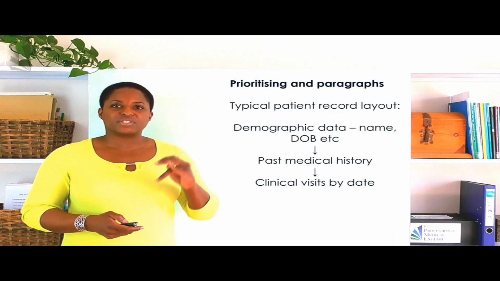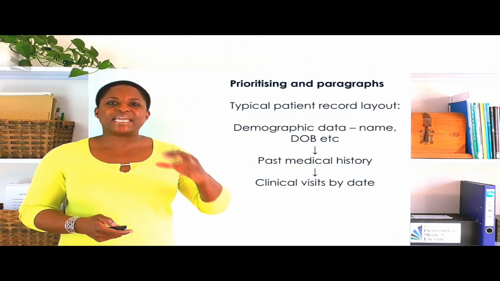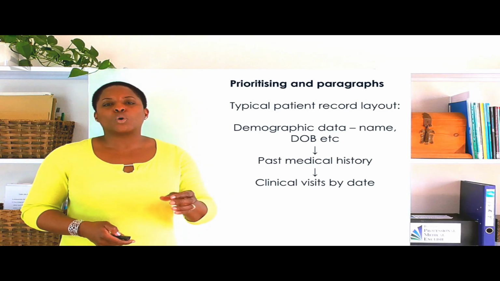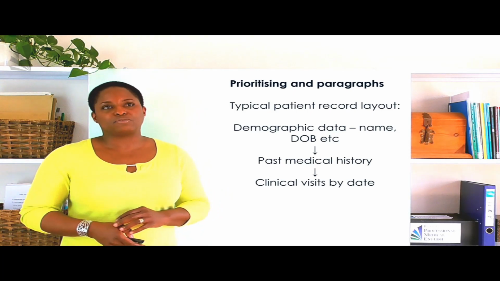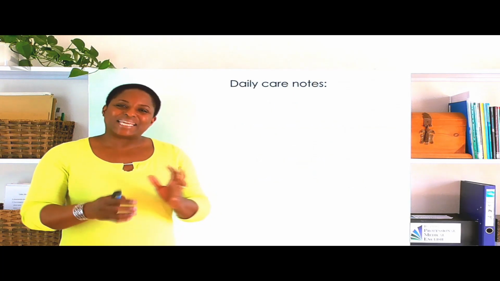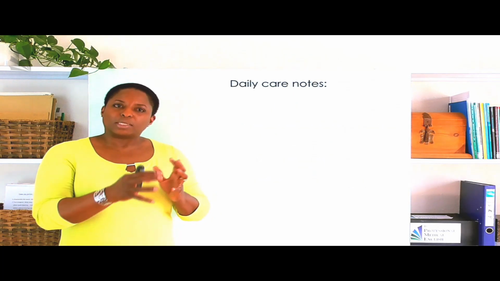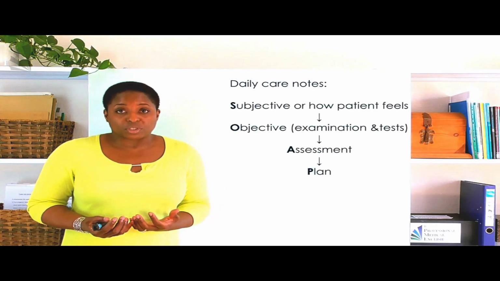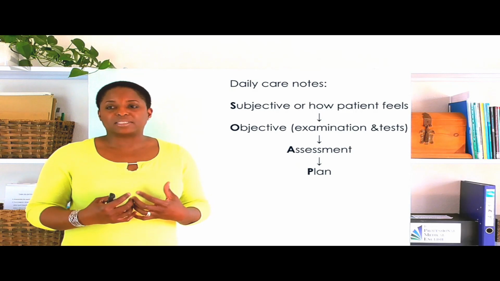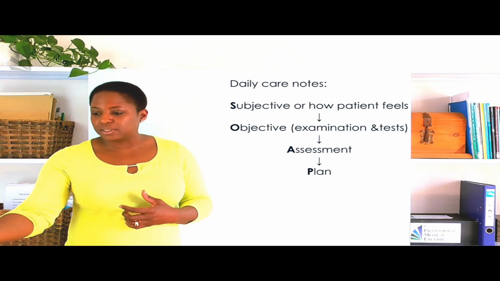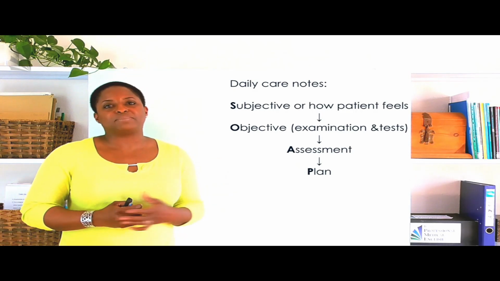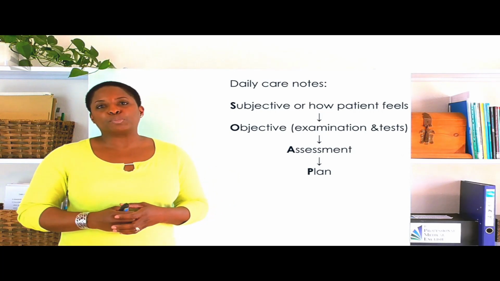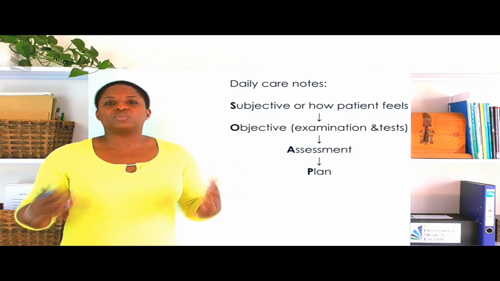And finally, there's a section with the day-to-day illnesses and how they were treated, recorded date by date as they unfold. These daily notes also tend to have a pattern. There's the subjective, which is what the patient reports feeling. There's the objective, which is based on the examination findings and lab tests. There's the assessment, which is a summary list of all the new problems, and the plan, which is how these problems will be tackled.